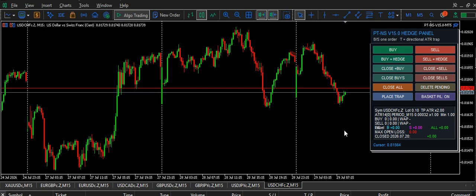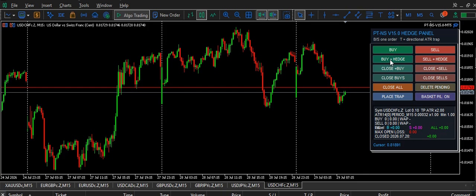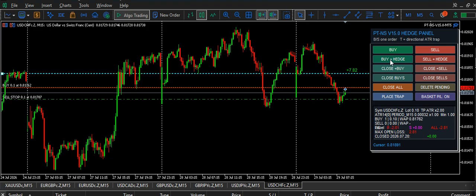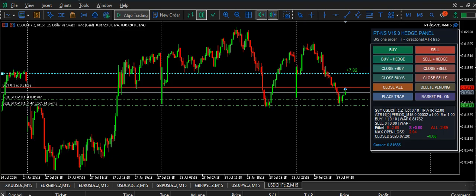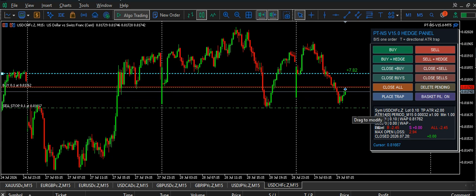Now, just look at this interesting one. I can say buy and hedge, and it'll automatically place my sell stop below my buy. So if I click buy and hedge, it will do my buy, put my take profit, which is 2 ATRs, and it's got my sell stop there. I normally just drag it a little bit past there, so that if the price runs down, this can make profit and it can run down here.